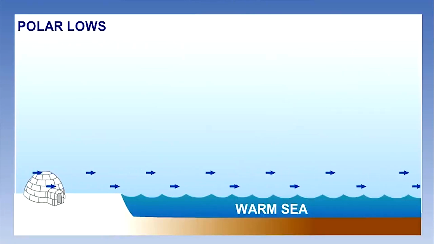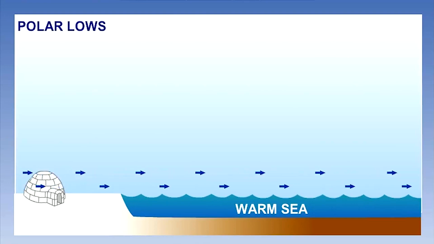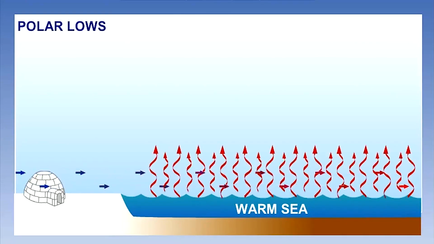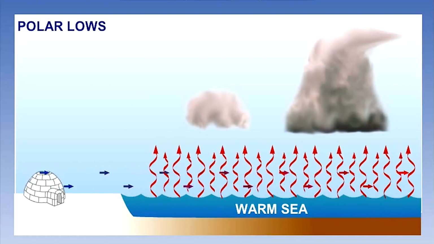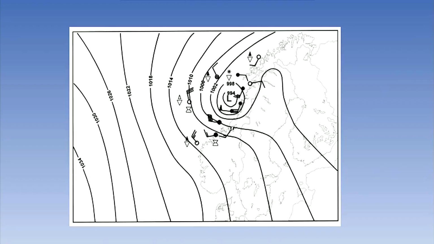Another type of depression that occasionally develops is the polar low. Polar lows form in Arctic air masses when cold air moves towards the equator across warmer seas. They are relatively small in scale, both vertically and horizontally, but their effects can be very significant, with cumulonimbus activity, heavy snow showers, and strong low-level winds possible. A typical place to find this type of depression is off the coast of Norway.